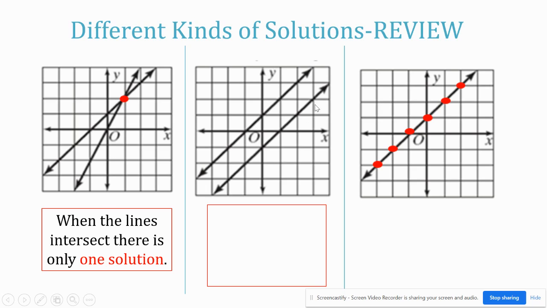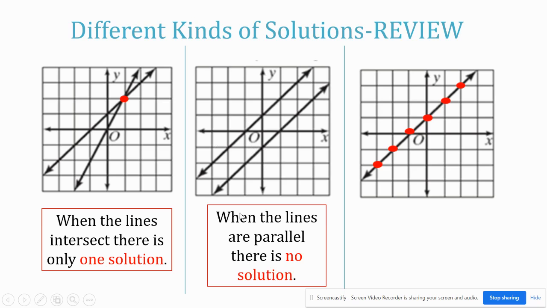For this middle scenario, you can see that the lines are never intersecting. These are parallel lines. So if they never intersect, that means there's never going to be a solution. So when the lines are parallel, there is no solution.